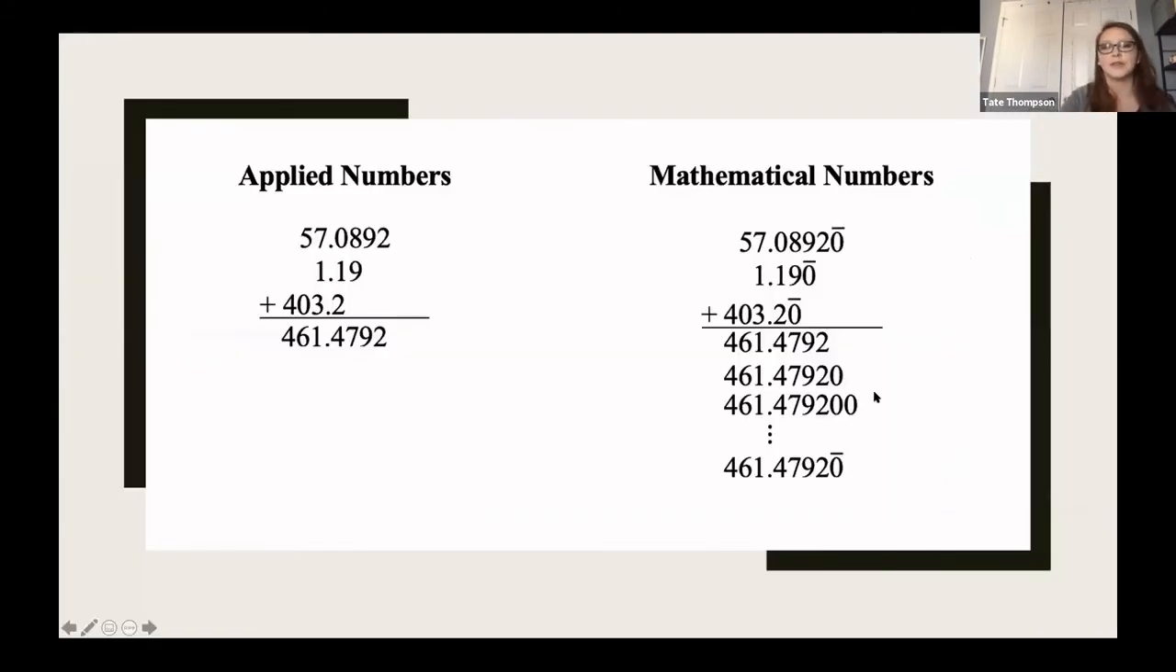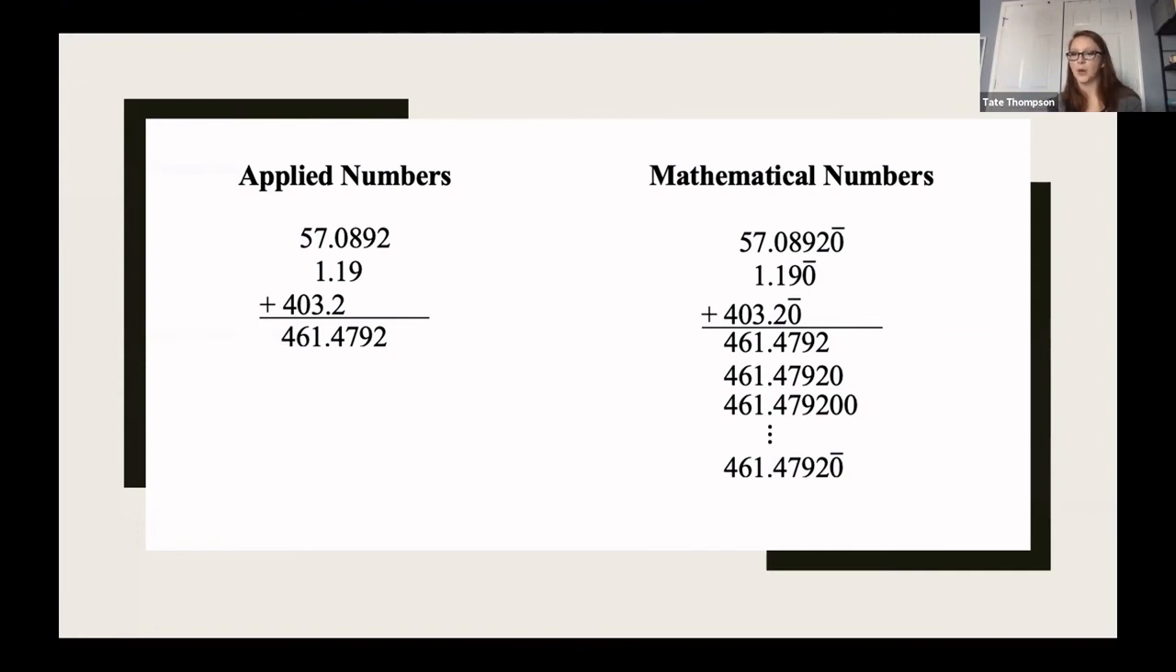So here's the first example. We can see on the applied number side, we get the answer of 461.4792 when rounded properly according to the current rules we have in place for subtraction and addition of significant figures. We get 461.5. You can see that the unrounded answer is also on the mathematical number side, but it also has an infinite amount of different ways you can write that same answer, which again begs the question of uniqueness.